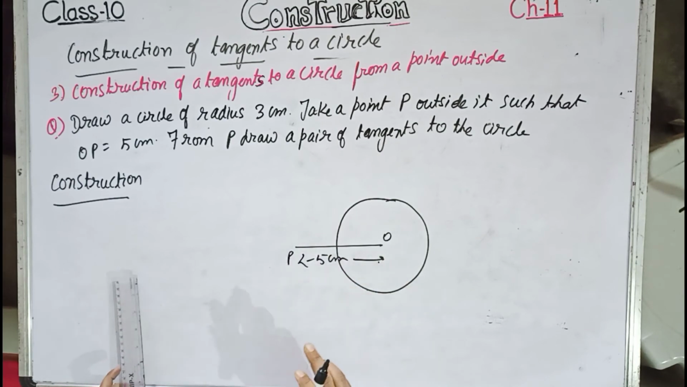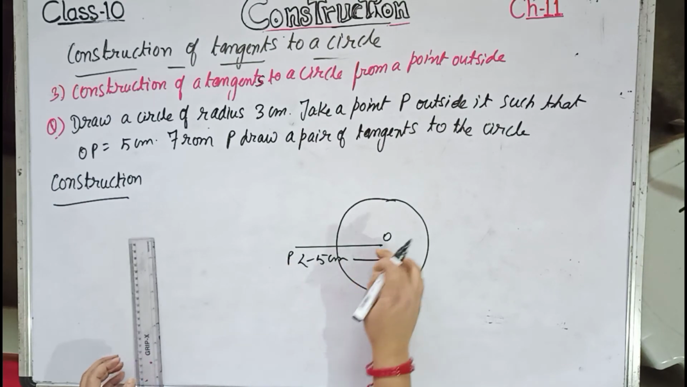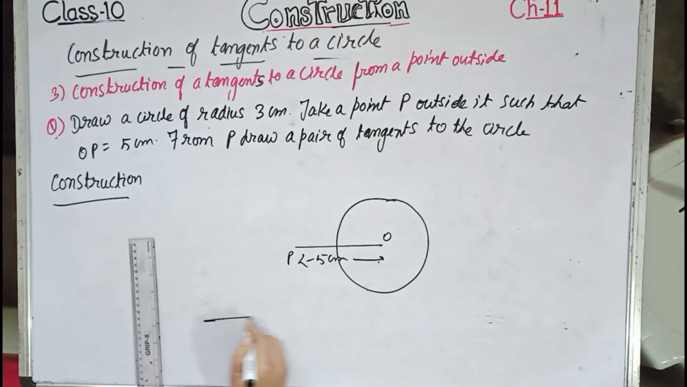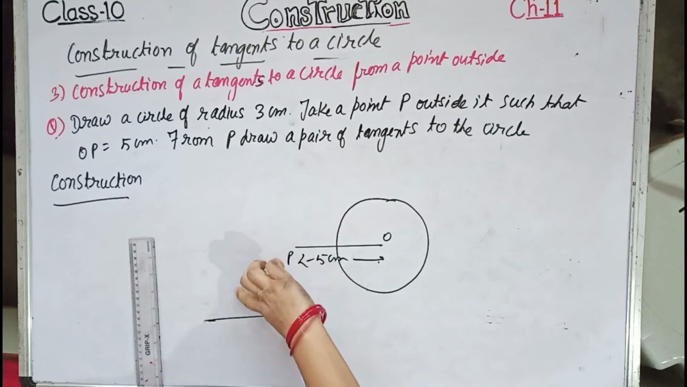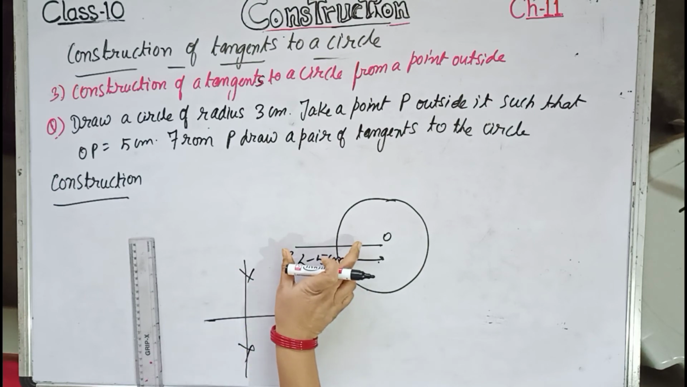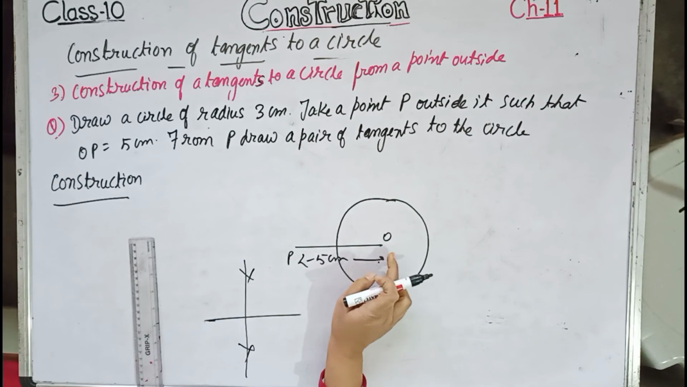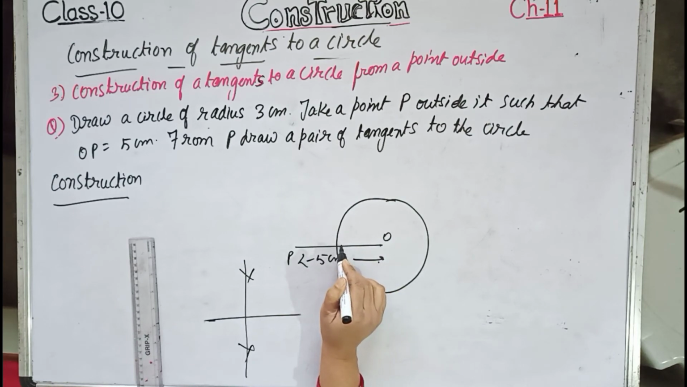Now draw the perpendicular bisector of OP. To draw the perpendicular bisector of this line segment, I will take more than half of it and cut an arc above and below the line. Similarly, above and below the line again. So I will get it like this, and this will be the perpendicular bisector. Since OP is 5 cm and the radius is already 3, the perpendicular bisector will come over here, at 2.5.